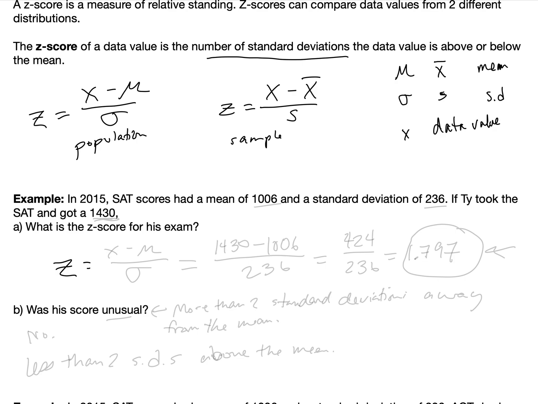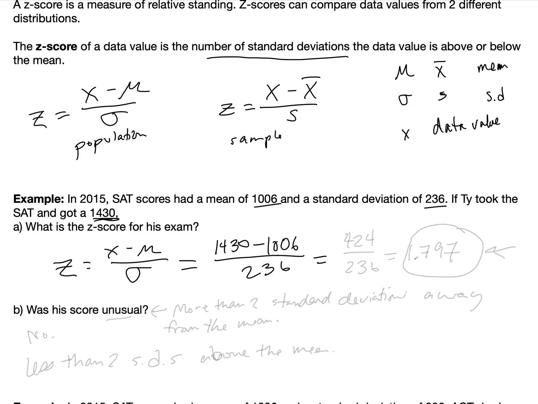So the z-score is the data value minus the mean divided by the standard deviation. We use mu and sigma this time because this was the mean and standard deviation of all of the SATs given in 2015. So that's a population. And in our case, the data value is the actual data value we're interested in, Ty's score. That's 1430 minus the mean for the distribution, 1,006, divided by the standard deviation for the distribution, 236.